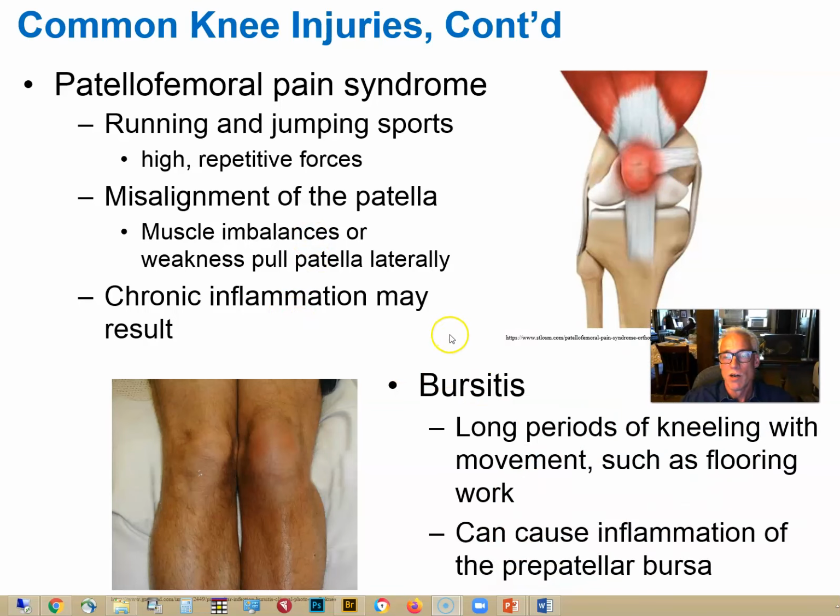Bursitis. Bursitis can occur in any joint that has bursa. Kneeling, doing a lot of work for many hours at a time kneeling, such as occupational work installing flooring or carpeting, can lead to bursitis. The prepatellar bursa sits anterior to the patella, and that can become very inflamed. You can see how swollen the knee is here. Very painful swelling of the bursa requires some rest, and maybe even injecting some anti-inflammatory steroids into that bursa to help settle the inflammation down and speed up the recovery process.